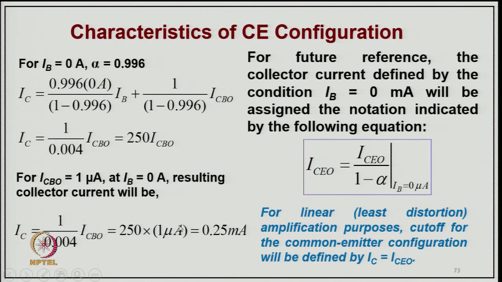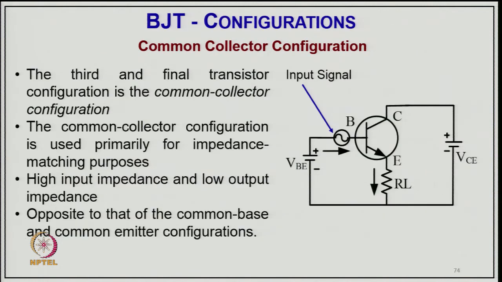For future reference, the collector current defined by the condition IB equal to 0 microampere will be assigned the notation indicated by the following equation: ICEO equals ICBO upon 1 minus alpha, where IB equals 0 microampere. For linear, least-distortion amplification purposes, cutoff of the common emitter configuration will be defined as IC equal to ICEO.